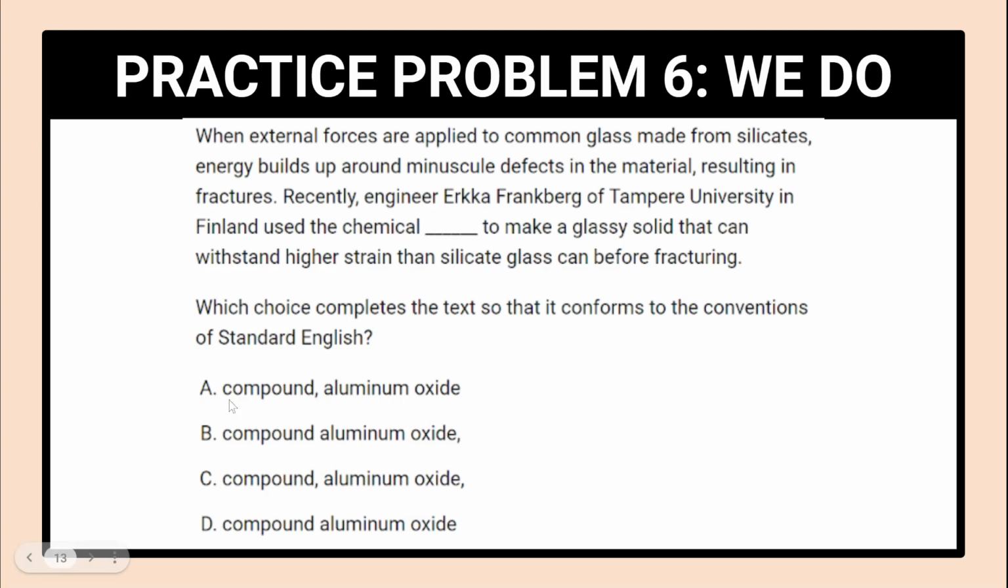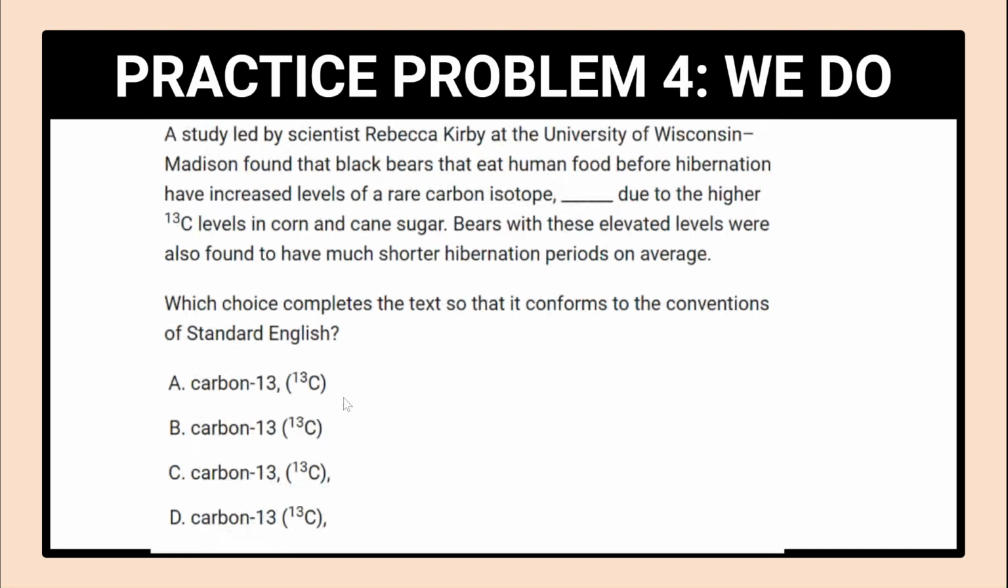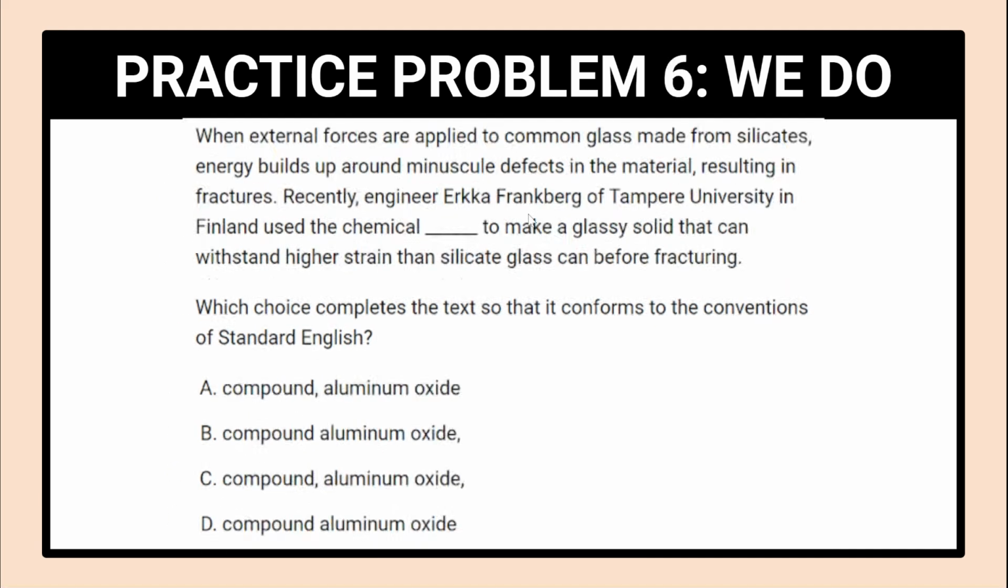Now, the chemical compound aluminum oxide, if we're separating it, it wouldn't make sense to separate it with a comma because we need to know what the chemical compound is. Unlike the previous example over here, for instance, where we're given the rare carbon isotope, we're not given any information. We know that aluminum oxide is essential information and shouldn't be hidden away by the commas. So that's why we know it's not C, and we know it can't be A or D either.